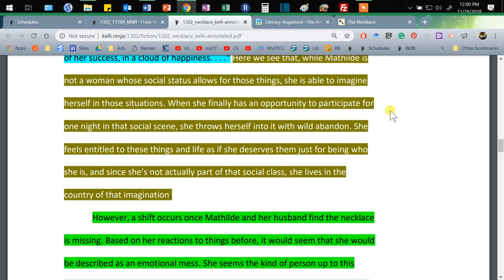And since she's not actually part of that social class, she lives in the country of that imagination. Now, strictly speaking, I don't think we need this paragraph to make the point. I think the first set of examples are clear. But this is how you develop. If you're like, wait, this needs to be longer, you say, can I give more examples? Can I talk about this a little further?